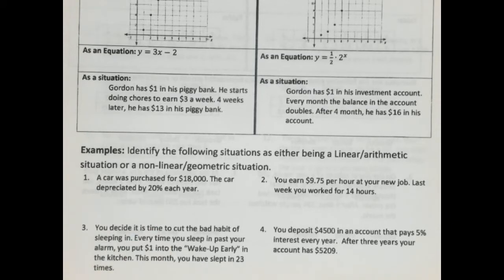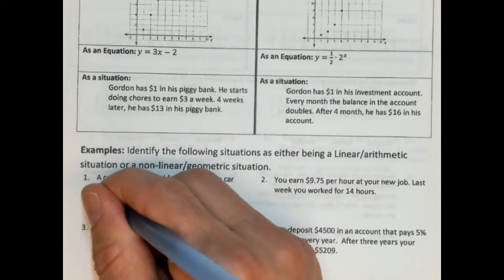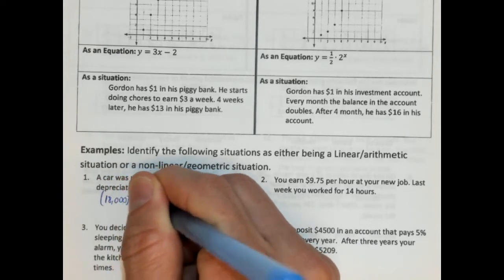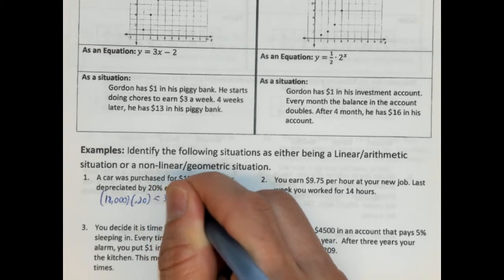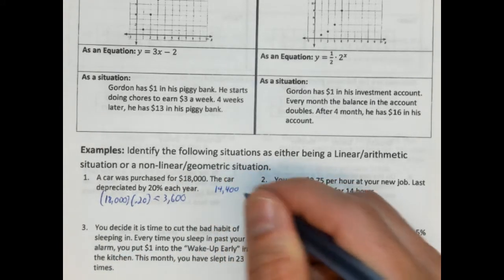So number 1, a car was purchased for $18,000. The car depreciated by 20% each year. So what's happening is we're taking 20% off of the value of the car each successive year. So in this first year, it's $18,000, right? If we take 20% of that, that would be $3,600. And then the next year, let's just figure that out. We're going to take 18,000 and multiply it by 20% as a decimal, which is 0.20, right? And that would give us 3,600. So we're going to take that away from this, and that would leave us with 14,400, after the first year.